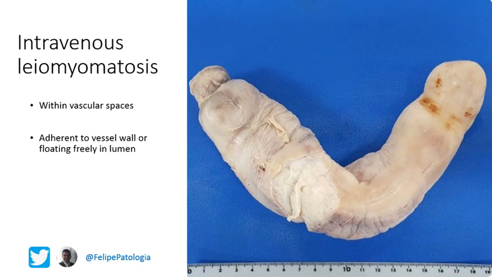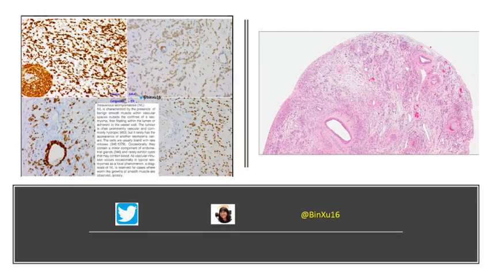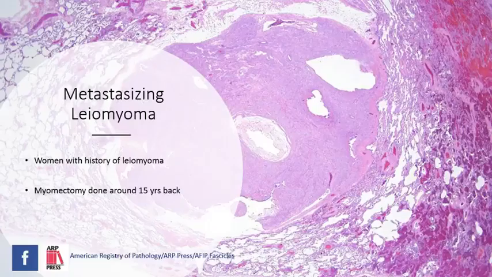The next is intravenous leiomyomatosis, in which the leiomyoma is seen within the vascular spaces. They may either be adherent to the vessel wall or they may be freely floating in the lumen. This is the growth of an intravenous leiomyoma, and this is the microscopy. You can go to her Twitter handle and see the whole slide if you can't read about it there.